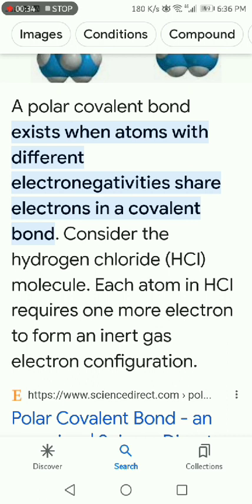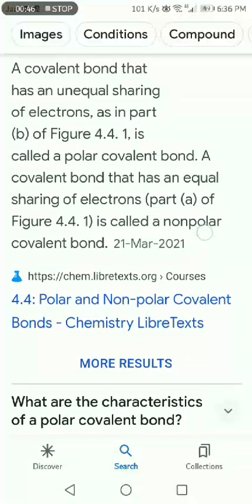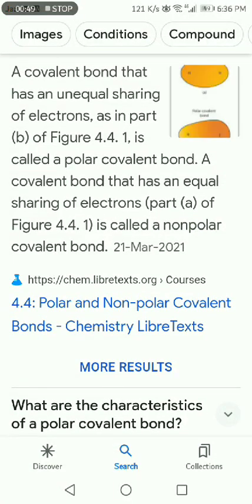Consider the hydrogen chloride molecule. Each atom in HCl requires one more electron to form an inert gas electron configuration. A covalent bond that has an unequal sharing of electrons is called a polar covalent bond. A covalent bond that has an equal sharing of electrons is called a non-polar covalent bond.